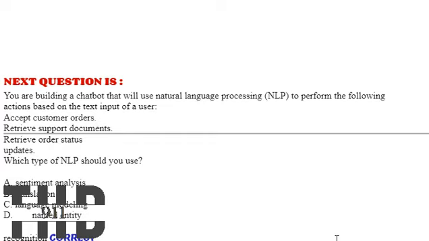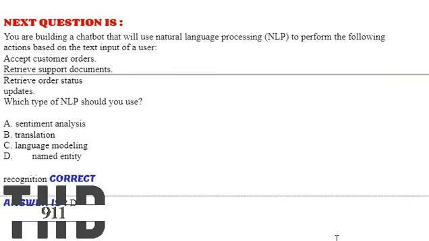Our question is, you are building a chatbot that will use natural language processing to perform the following actions based on the text input of the user: accept customer orders, retrieve support documents, retrieve order status updates. Which type of NLP should you use? Option A, sentiment analysis. Option B, translation. Option C, language modeling. Option D, named entity recognition. The correct answer is option D, that is named entity recognition.